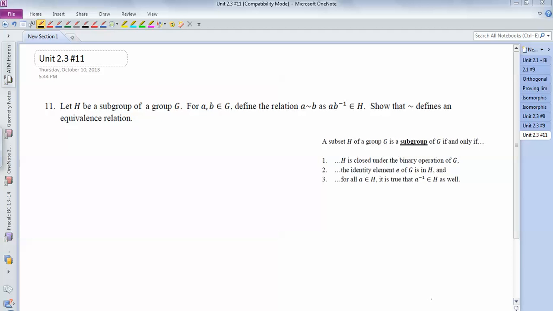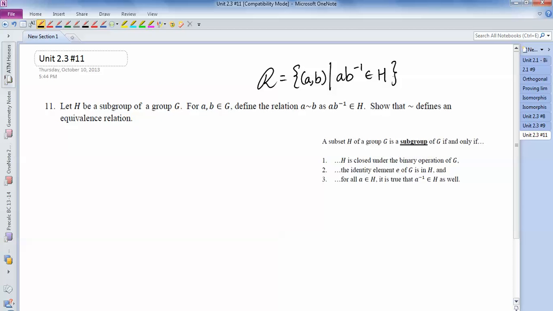Okay, so this is Unit 2.3, number 11. And in this one, you're not proving a subgroup, you're proving an equivalence relation. In this one, they give you a subgroup, and then they define the relation. Another way of writing this: the relation A is related to B if and only if AB inverse is in H. So the relation is, A and B are related to each other, provided that AB inverse is in our subgroup H of G. And what we need to do is show that this makes an equivalence relation.